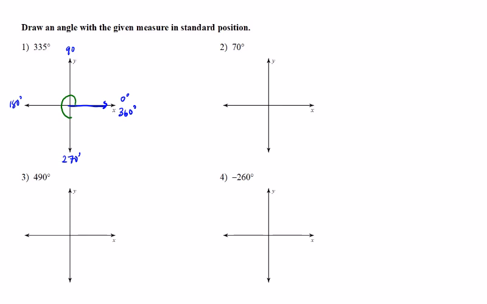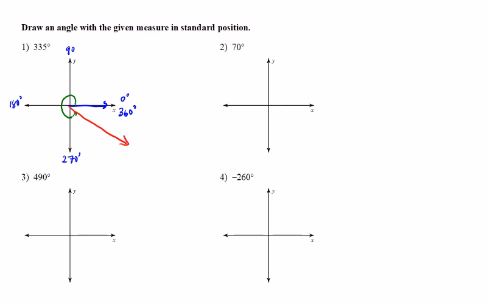Is 335 closer to 360 or is it closer to 270? And the answer is 360, right? So it's going to be a little closer to the x-axis than it is to the y, okay? So that's my rotation, and so there's my terminal side, okay?